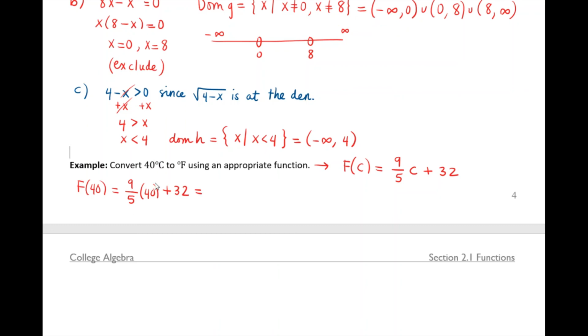If you compute this, it's going to be 8 times 9 is 72, plus 32. So that's going to be 104 degrees Fahrenheit. That's how you do that conversion.